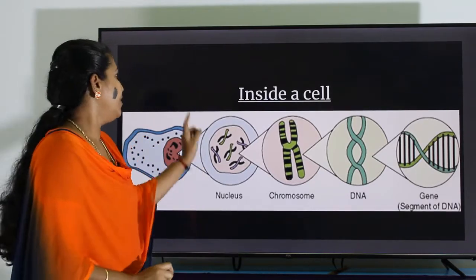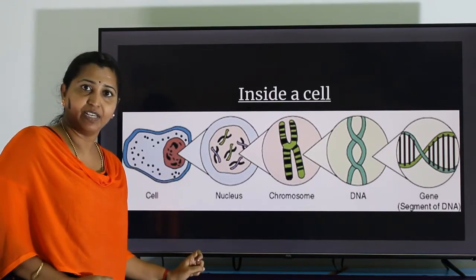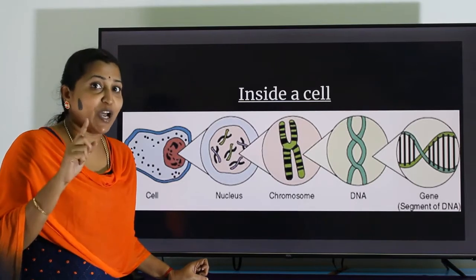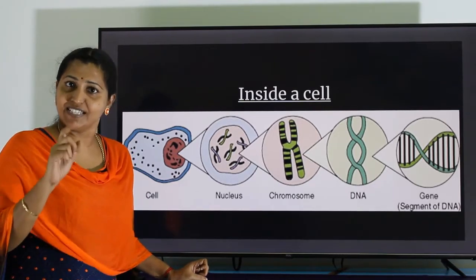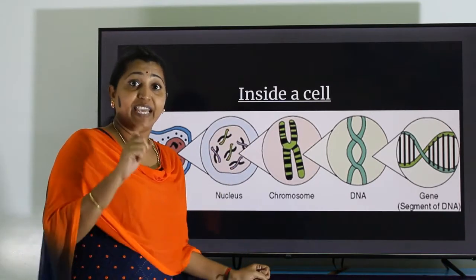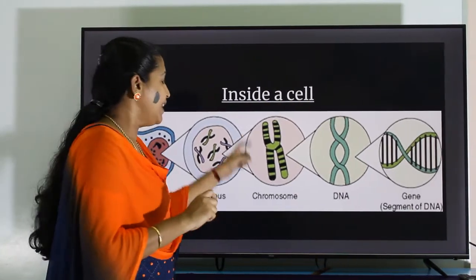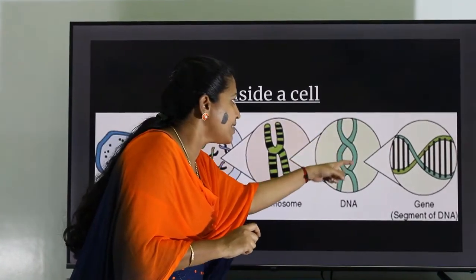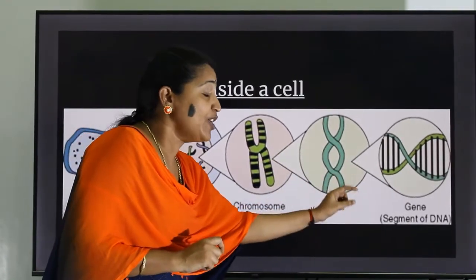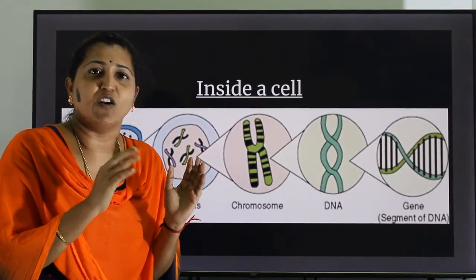Now we can see some terms related with our topic mutation. Inside a cell, we can see there will be a nucleus. And we know the function of the nucleus is to control all the activities of the cell. And inside the nucleus we can see the chromosomes. They contain the genetic materials. And inside the chromosome we can see some double-stranded structures, we call it as DNA. And a segment of the DNA is called a gene.